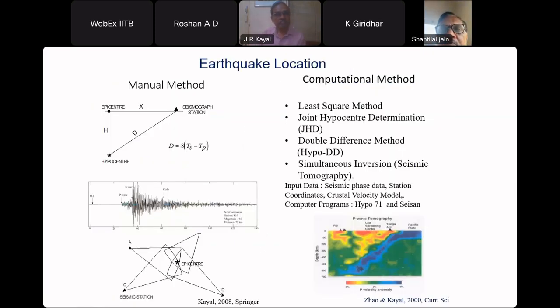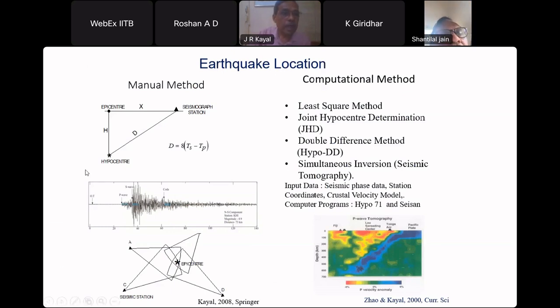Now, once we have recorded the earthquakes with the seismograph, we get a seismogram, and from that record, how do we locate the earthquakes? That is the first job of the seismologist. And before computational seismology came, earthquakes used to be located by manual methods. Even till the 1960s, IMD was locating earthquakes by manual methods.